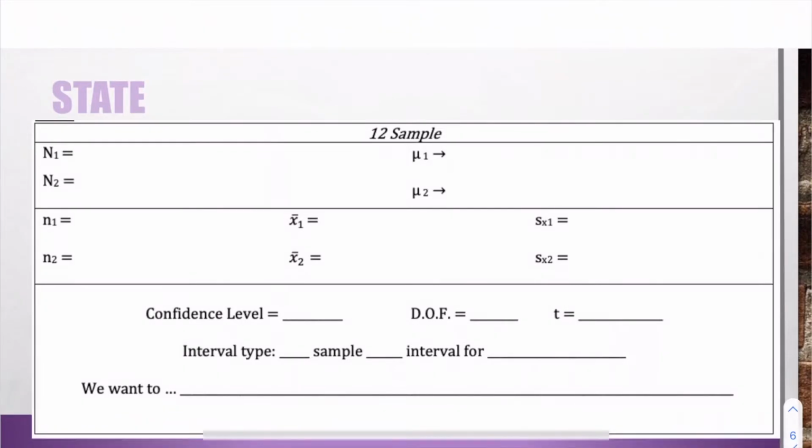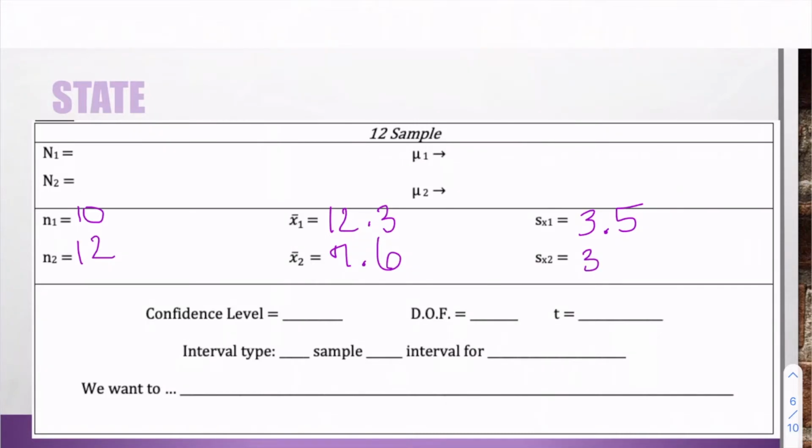Okay, so sometimes it's easier to start with your sample sizes. So my sample size for Department A is 10, and my sample size for Department B is 12. And X bar 1 is 12.3, and X bar 2 is 7.6. With a standard deviation for Department A of 3.5 and a standard deviation of Department B for 3.4.